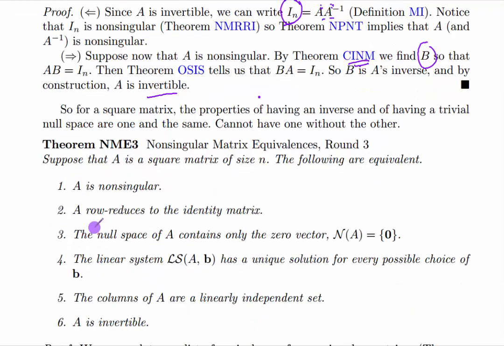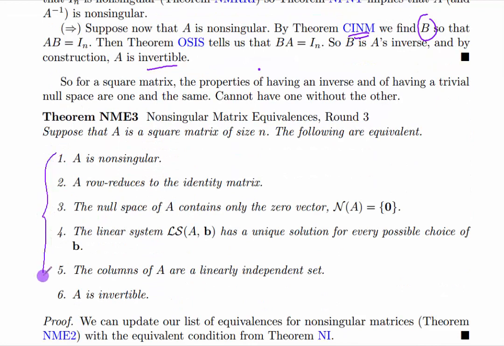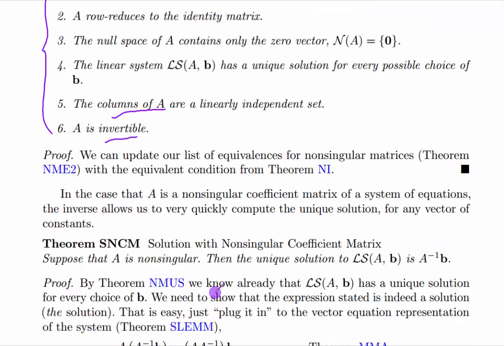Okay. So here we can add this condition to our list of equivalent conditions. A matrix A is non-singular if and only if it reduces to the identity matrix, if and only if the null space of A contains only the zero vector. That means AX equals 0 has only the trivial solution. If and only if the linear system AX equals B has a unique solution for every possible B. If and only if the columns of A are linearly independent. If and only if A is invertible.